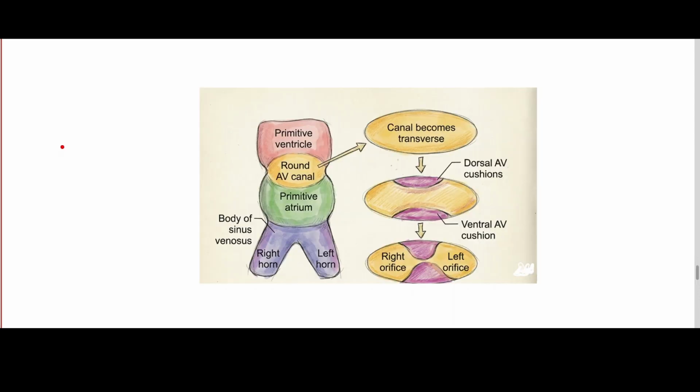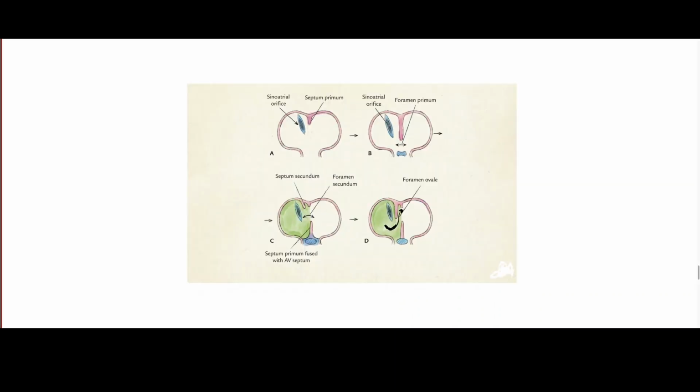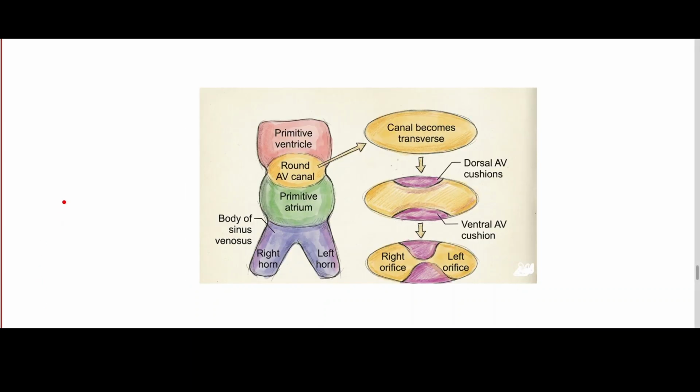So between weeks 5 and 8 of development, the embryo builds its internal walls. Okay, so the process of septation occurs. So we are going to look at how the atrioventricular canal is divided. We are going to look at how the primitive atrium is partitioned into the left and the right atria. We're also going to look at how the primitive ventricle is partitioned or divided into the left and right ventricle.